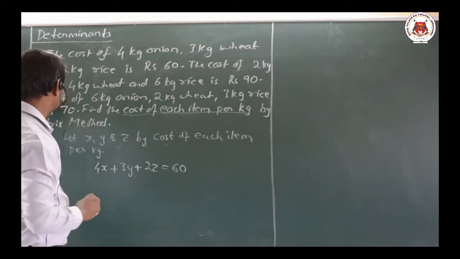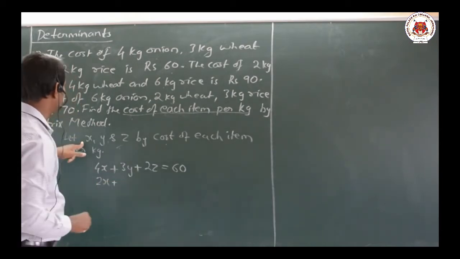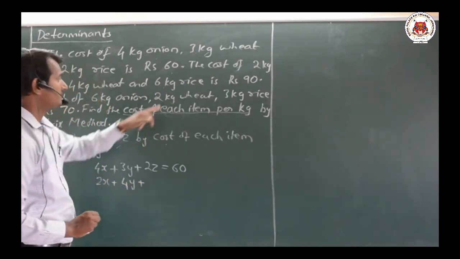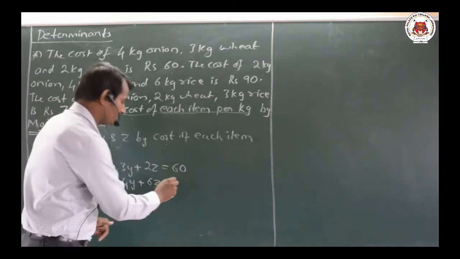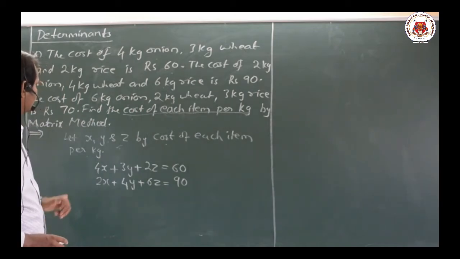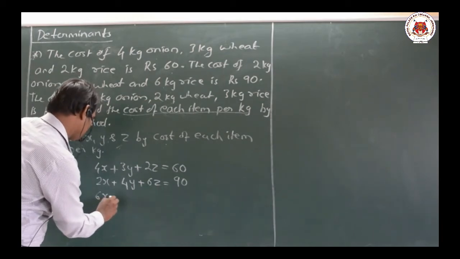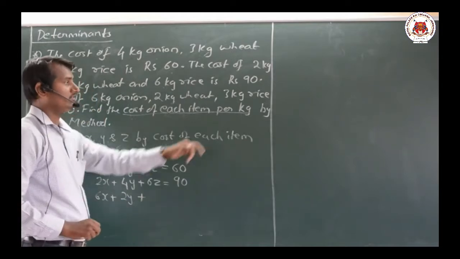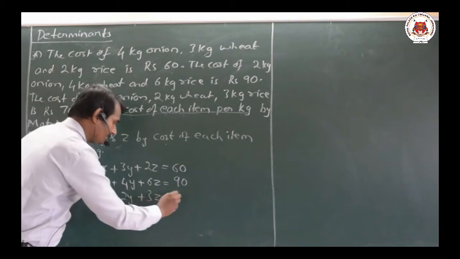The cost of 2 kg onion means 2x, plus 4 kg wheat, 4y, plus 6 kg rice, that is 6z, equal to rupees 90. Now the third equation: the cost of 6 kg onion, that means 6x, plus 2 kg wheat, 2y, plus 3 kg of rice, 3z, equal to rupees 70.